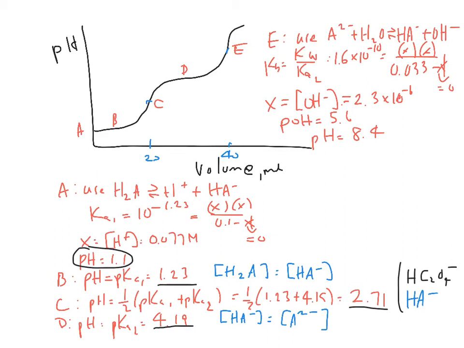At the second endpoint, we have to do another equilibrium calculation using the base hydrolysis equation. We have to account for dilution again. X equals the hydroxide ion concentration, and then finally we can calculate the pH, which is 8.4. At the second endpoint, oxalate ion is present. At this pH, oxalate combined with calcium to form kidney stones.